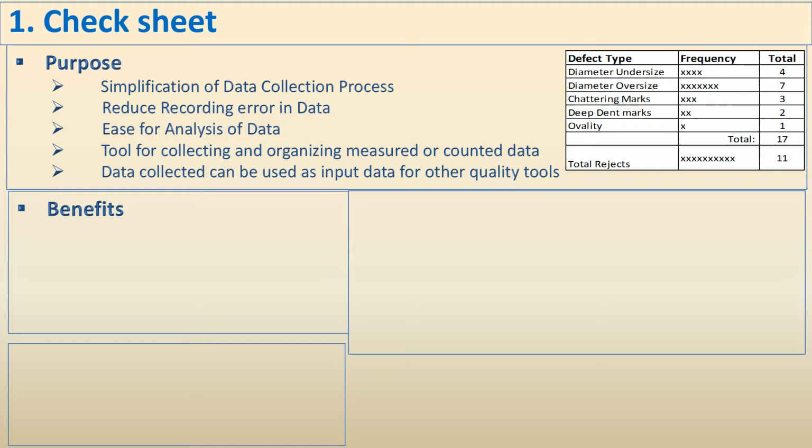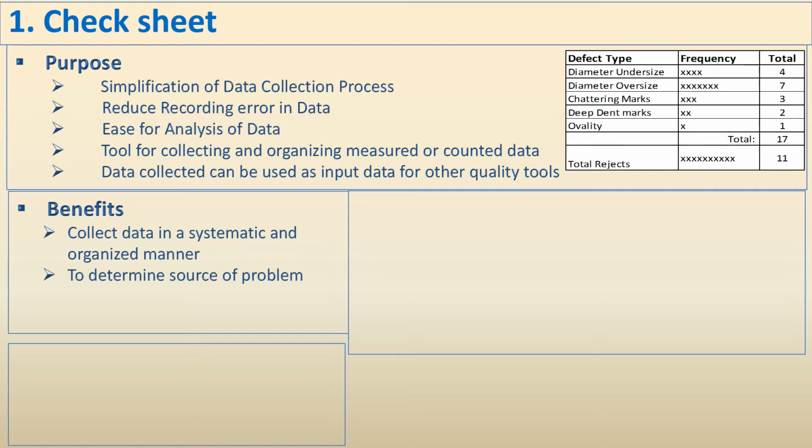Then what are the benefits of a check sheet? We use it to collect the data in a systematic and organized manner. Here we can see diameter undersize, diameter oversize, chattering mark, deep dent mark, ovality. These are the defects. But we have to collect the data in a systematic manner, showing the frequency of undersize, oversize, chattering marks, deep dent marks, which we are going to study here. We get the benefits from that.